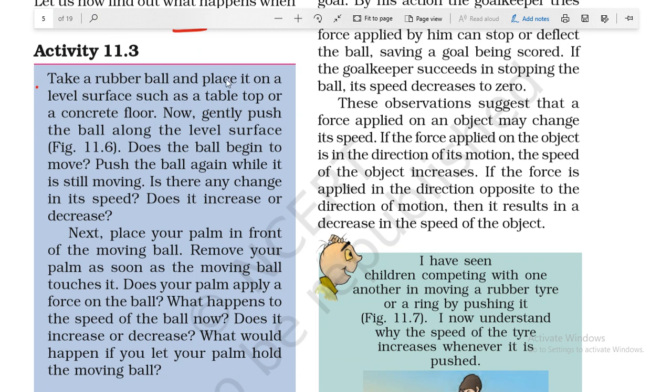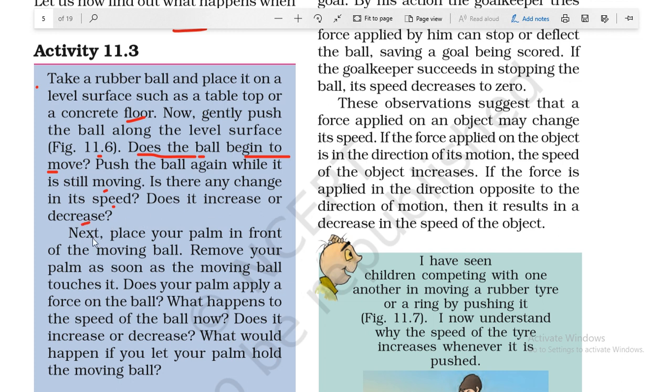Take a rubber ball and place it on a level surface, such as a tabletop or a concrete floor. This one is the activity. Now gently push the ball along the level surface, figure 11.6. Does the ball begin to move? Now push the ball again while it is still moving. Is there any change in its speed? Does it increase or decrease?